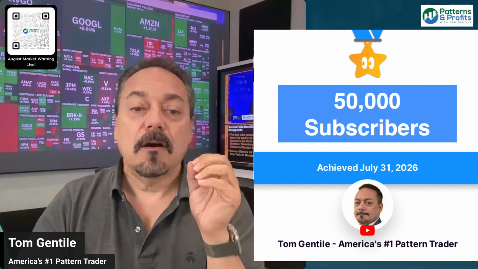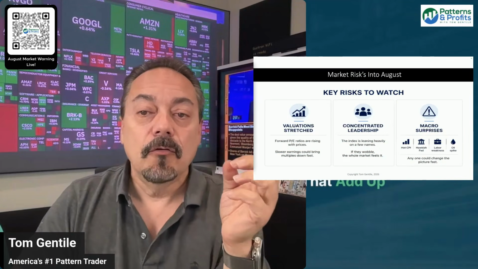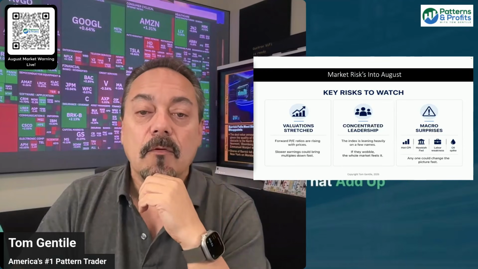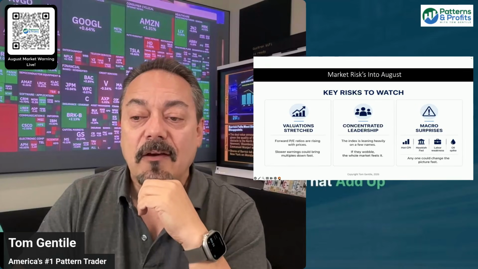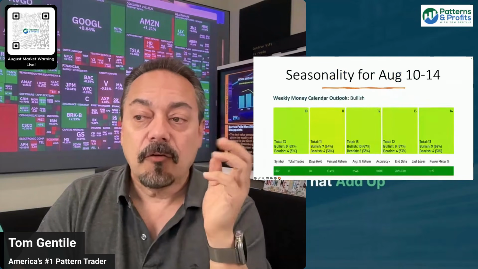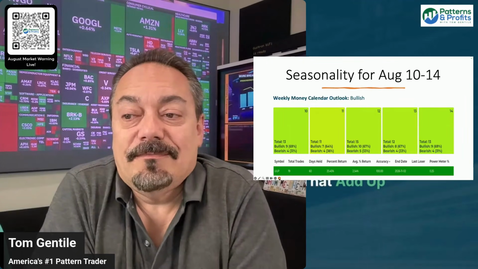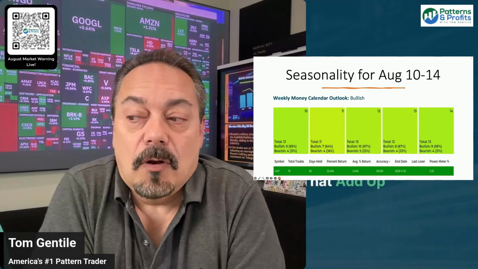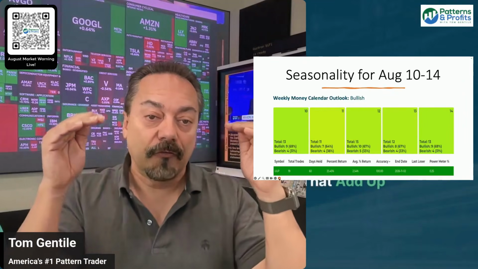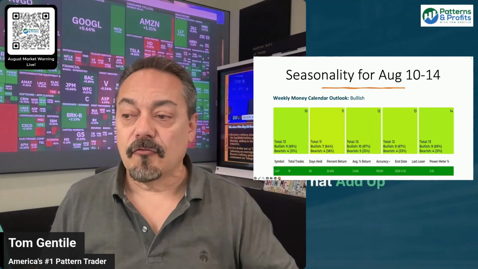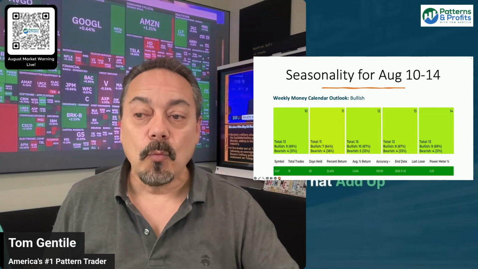But the other thing we can look at is seasonality, as we do every single week when we look at the calendar. And I want to look at the calendar right now with everybody. We've seen the calendar for August, but as we turn to the calendar for the week, it's looking like this. It's starting to turn yellow. What I mean by that is that last week we were seeing 70s and 80s in terms of bullishness to bearishness. Now that number's dropping into the 60s. And it's just going to get weaker.